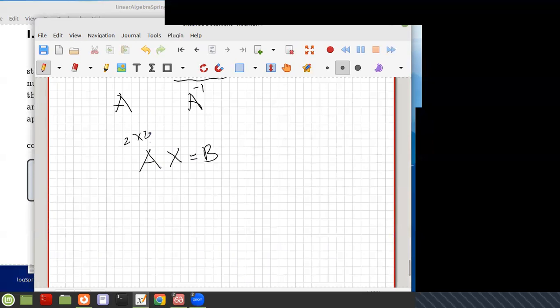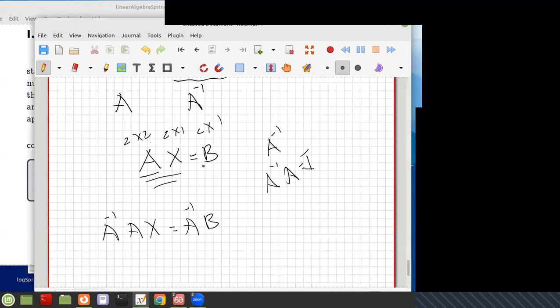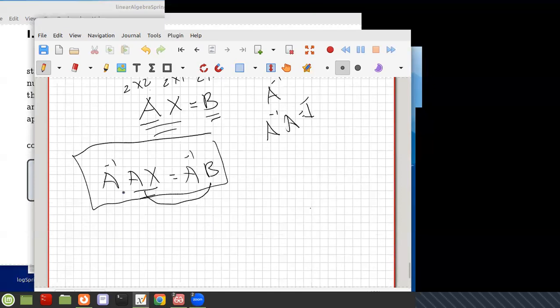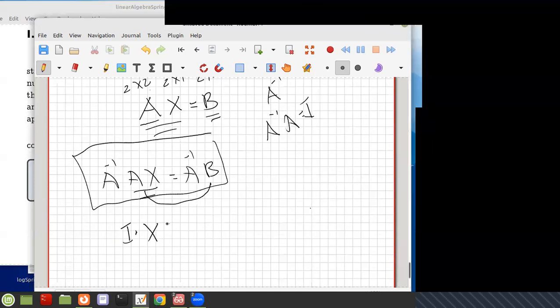Say this is a 2 by 2, this is a 2 by 1, and a 2 by 1. Now, what you do is you take this and look for its inverse. Now, if you found it, what would you know? Well, you'd know that A inverse A equals the identity matrix, right? That means that A inverse A times X equals A inverse times B, because this is just a name for the same matrix. So all I've done is taken this one and replaced it with this. The A inverse A is the identity, so this becomes the identity times X equals A inverse B. And the identity times X is X. You have X equals A inverse B.